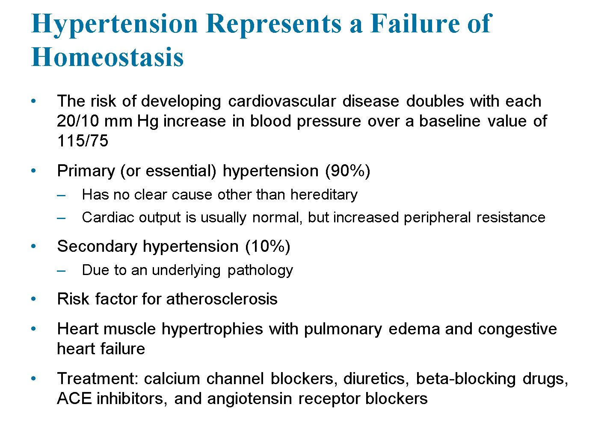Hypertension is classified into primary hypertension and secondary hypertension. Primary hypertension, also called essential hypertension, accounts for 90% of cases. It has no identifiable cause other than hereditary factors. In these cases, cardiac output remains normal, but there is increased resistance in the arterioles, which forces the heart to work harder to maintain circulation.